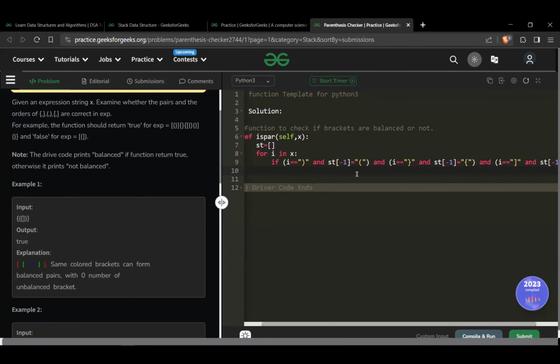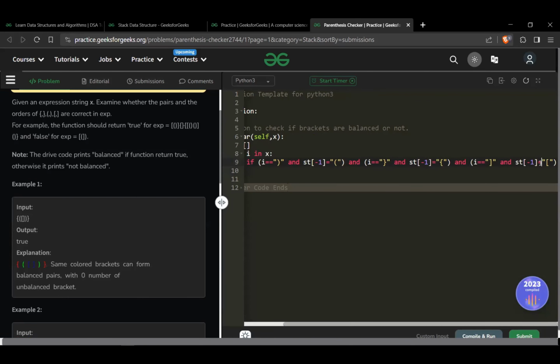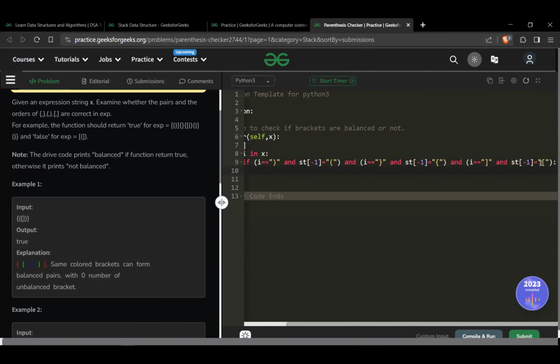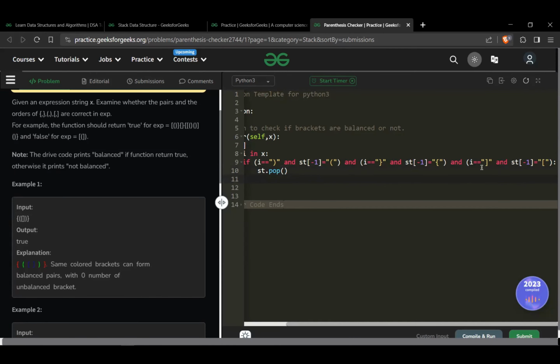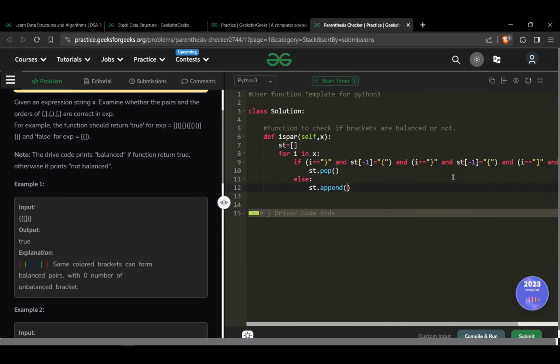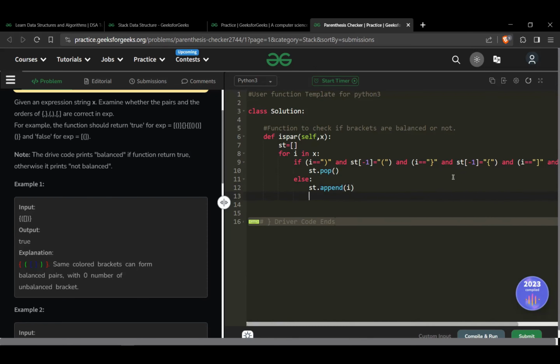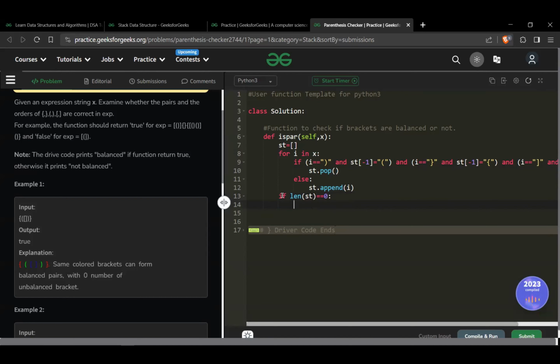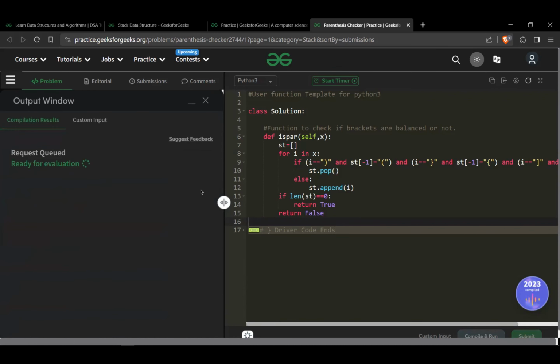So whenever these conditions are satisfied, we will just pop the stack top. If not, we will insert the current input symbol into the stack. After completion of this, we will check whether the stack is empty, then we will return true, else we will return false, that it is not balanced. So let us quickly check whether this code works or not.